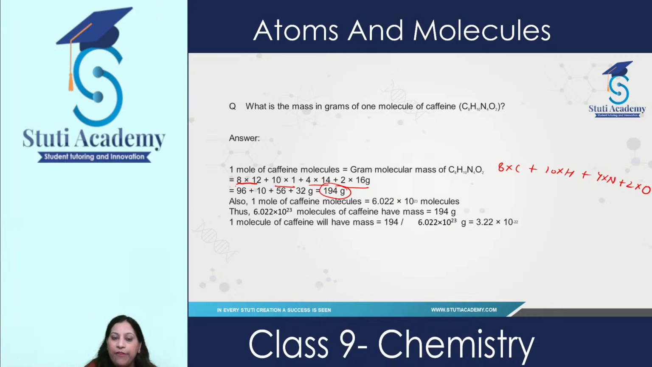Then 1 mole of caffeine is equivalent to Avogadro's number. So it means this Avogadro's number of molecules is equivalent to 194 gram, which we have done earlier also. So we need to find out the mass of one molecule. Simple as that, 194 upon Avogadro's number, and we'll get the answer.